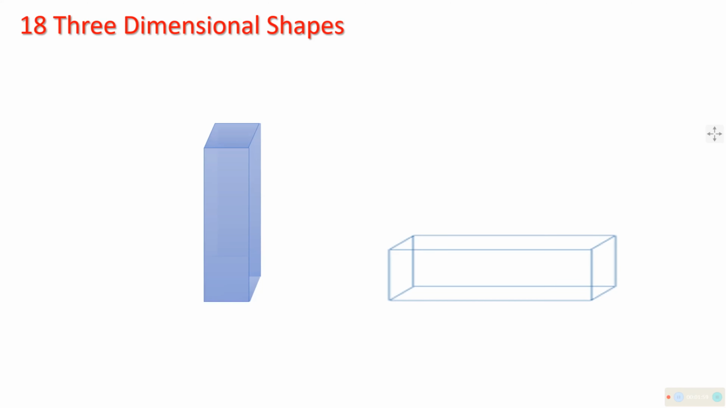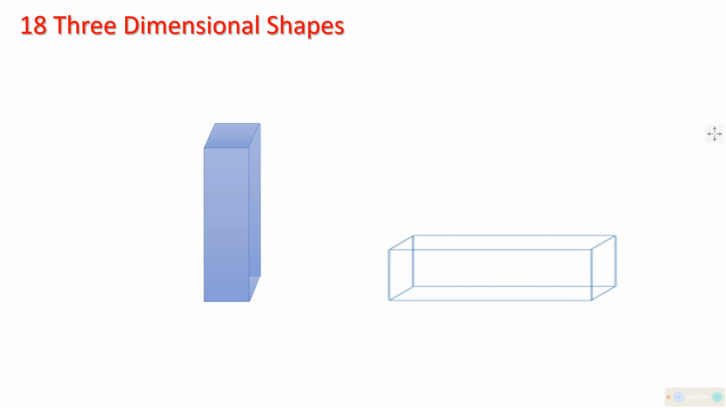And another term used along with this is prism. What is this prism all about? Prism is a three-dimensional figure having top and bottom the same in shape, and the sides are flat. That is the basic concept of prism. So that is applicable here. That's why it is also named as a rectangular prism.